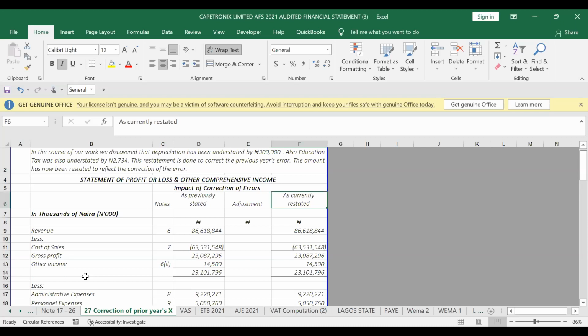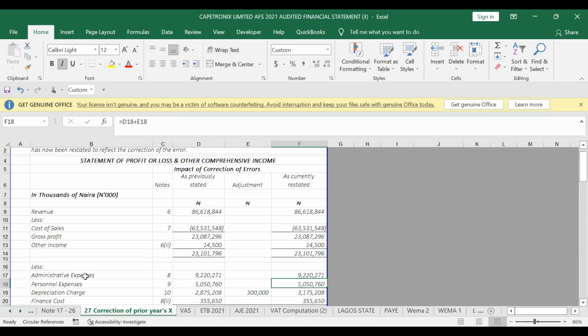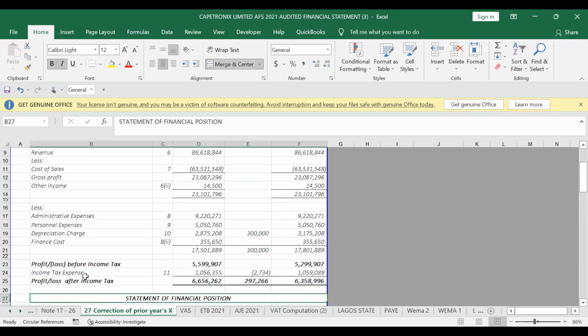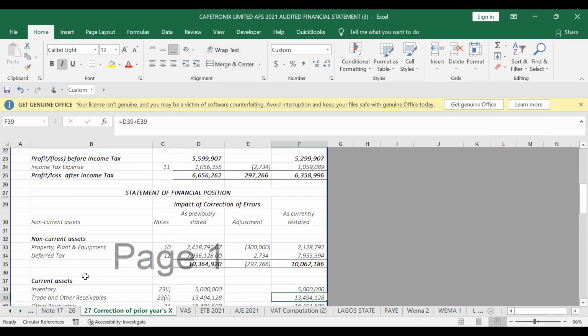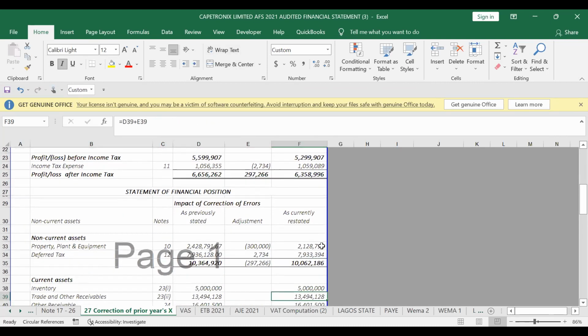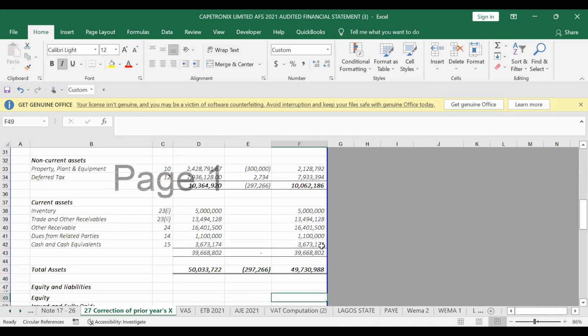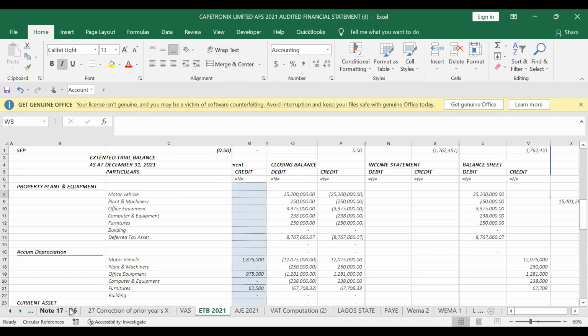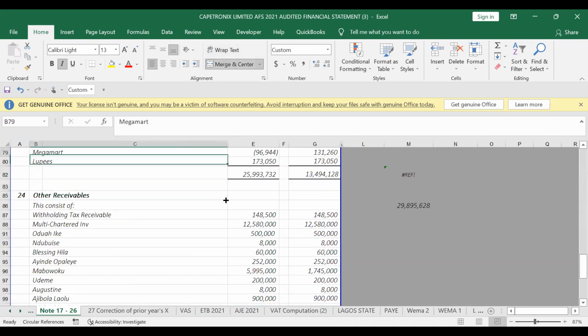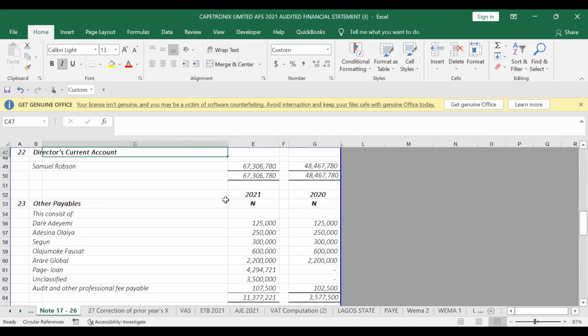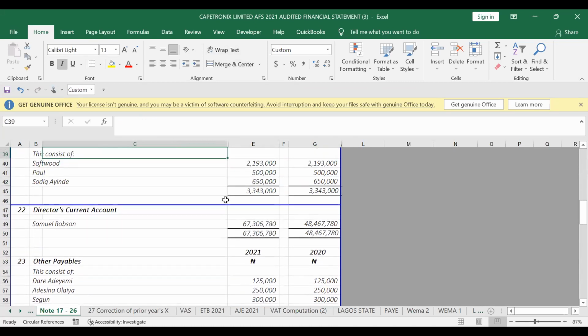But IAS 8 provides that there should be that transition, right? That is very, very key. So where are we getting all of these values from? It all flows from the extended trial balance. We probably may need to have an exclusive class also for practical sections of this nature, right?